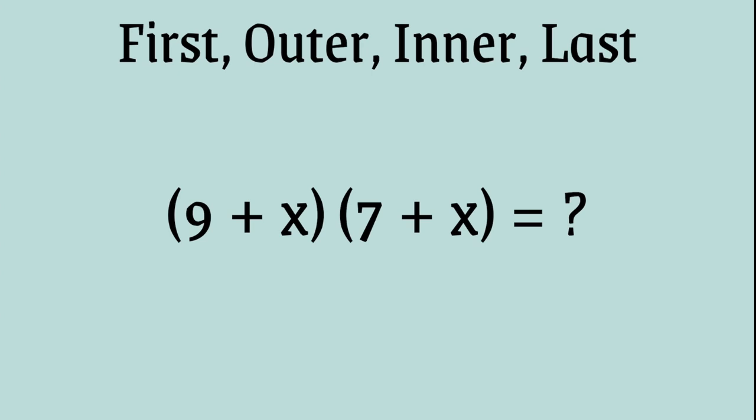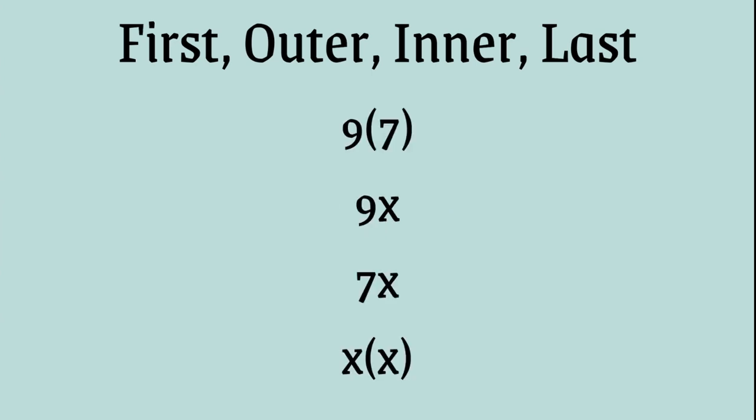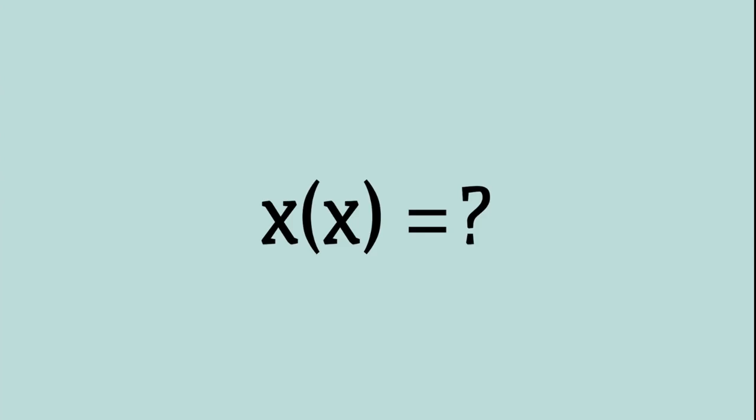In short, if we apply FOIL here, we will get 9 groups of 7, 9 groups of x, 7 groups of x, and x groups of x. That means that in total, our final answer will be 63 plus 9x plus 7x plus x groups of x. How do you solve for x groups of x? Well, I will not be telling you, because we've answered this question in a previous video. Try to figure that out on your own.